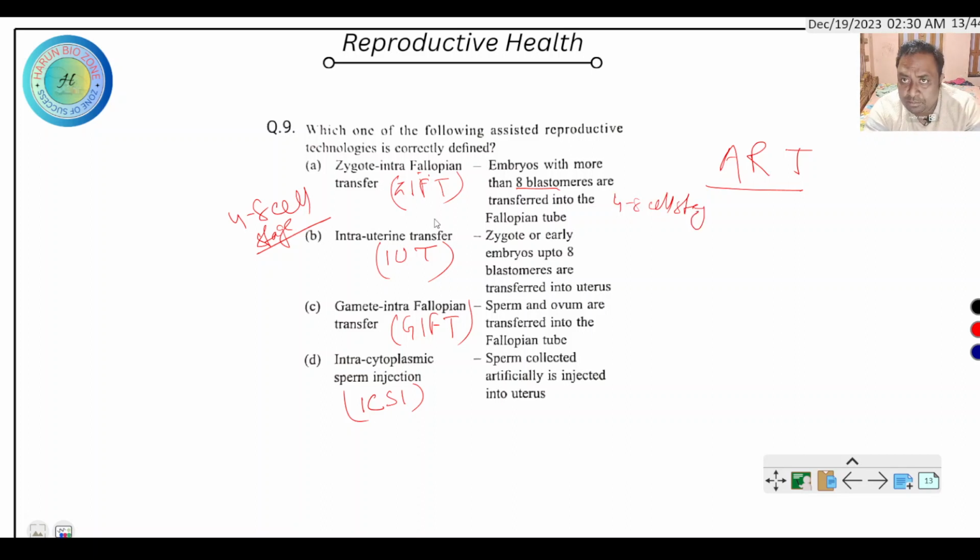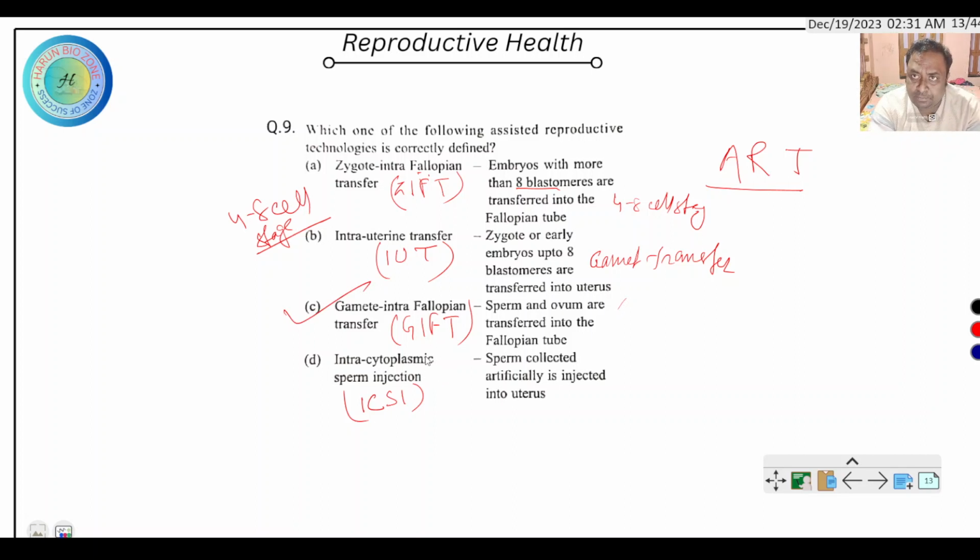Intrauterine transfer means the sperm is transferred into the uterus. Zygotes or early embryos up to 8 blastomeres are transferred into the uterus, not gametes. Gamete intrafallopian transfer: what is its function? It means sperms and ovums are transferred into the fallopian tube. This is also a right answer.